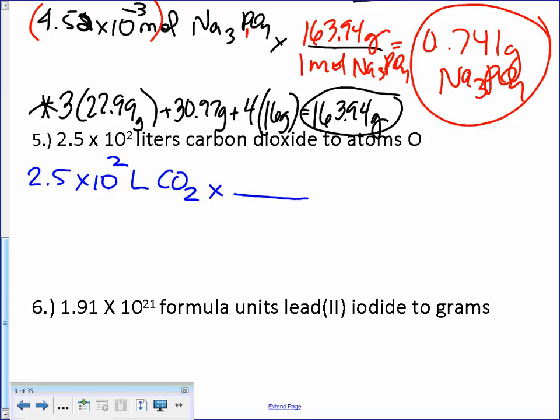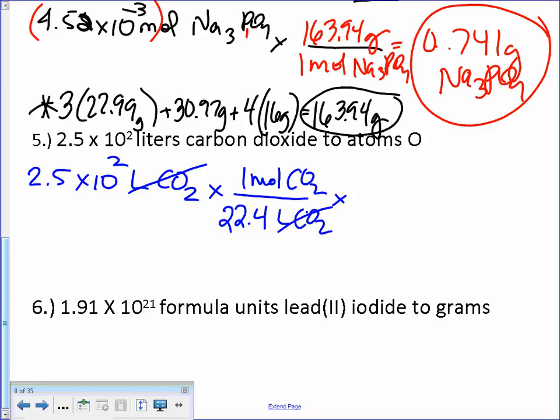Put mole on top. So 1 mole of CO2 on top. What goes on bottom? 22.4 liters. Because remember, you're canceling liters. So the number that goes with liters is 22.4. The number that goes with particles is Avogadro's number. So we have to cancel liters of CO2. So liters of CO2 cancel because they are top and bottom. Anything that's top and bottom will cancel.